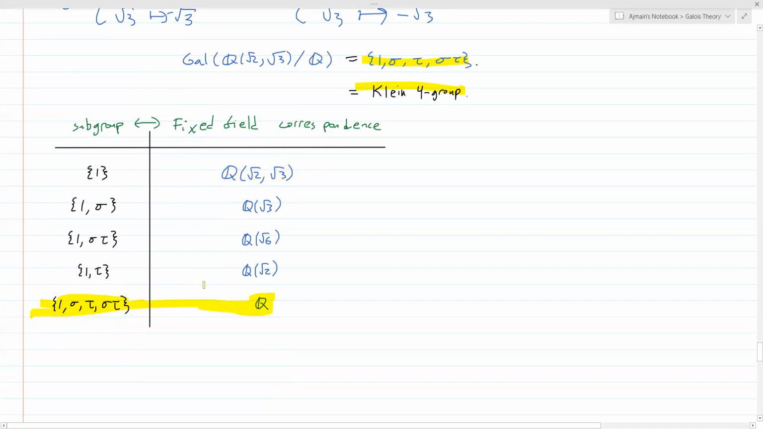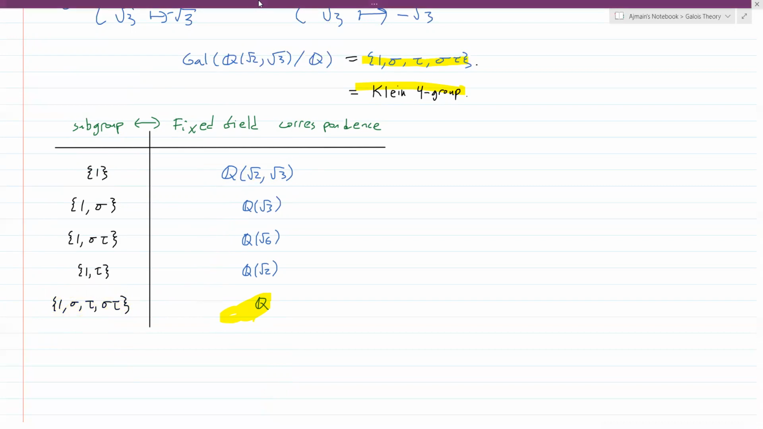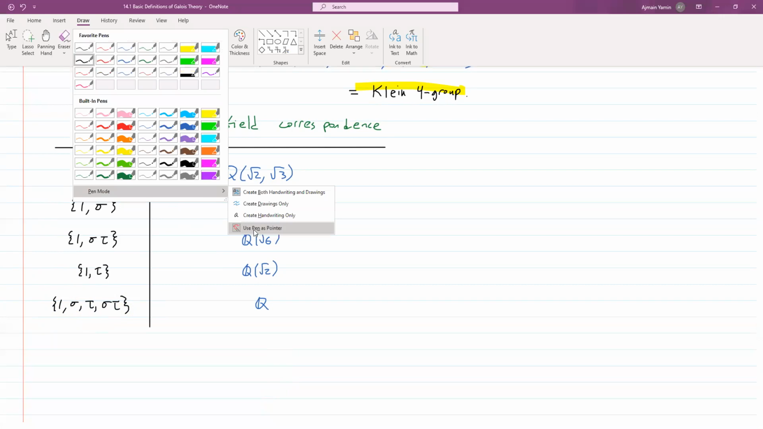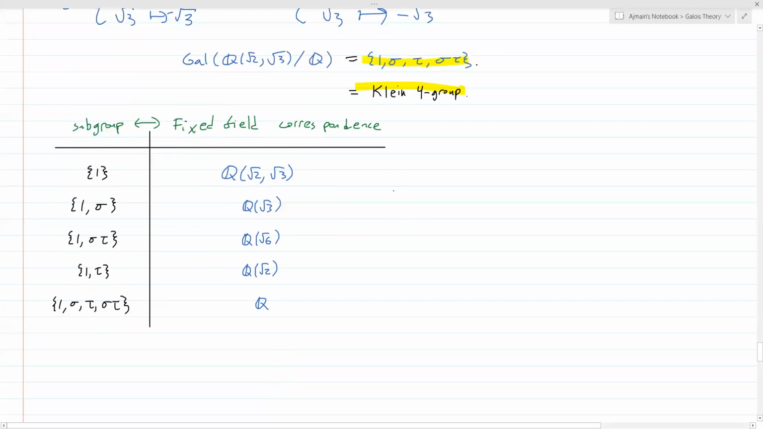And this is something in general. The fixed field of the whole group is always going to be, yeah, this is something I should make a note of. We'll see it later as an alternative definition of Galois extension. So the fixed field of the whole group is the base field when this is a Galois group.